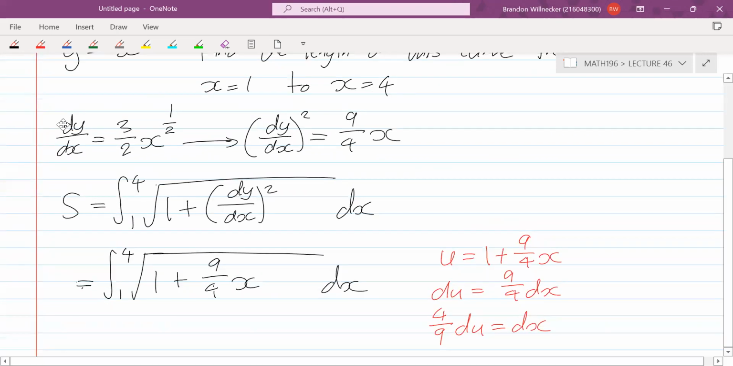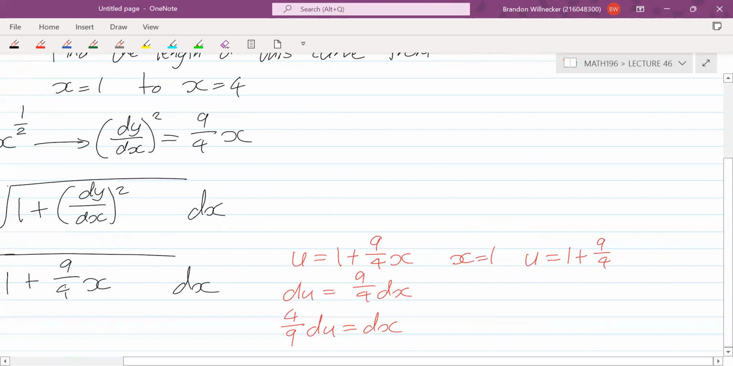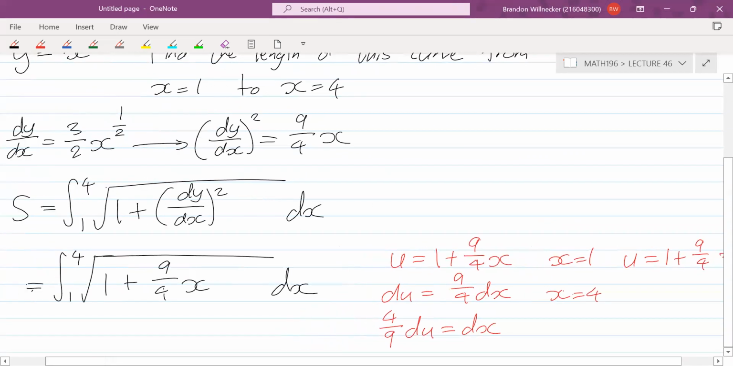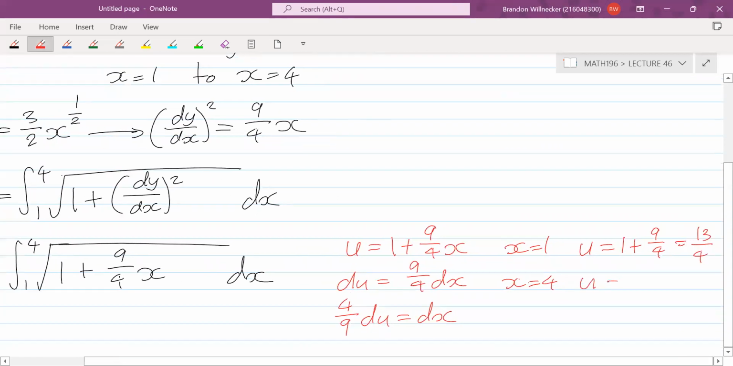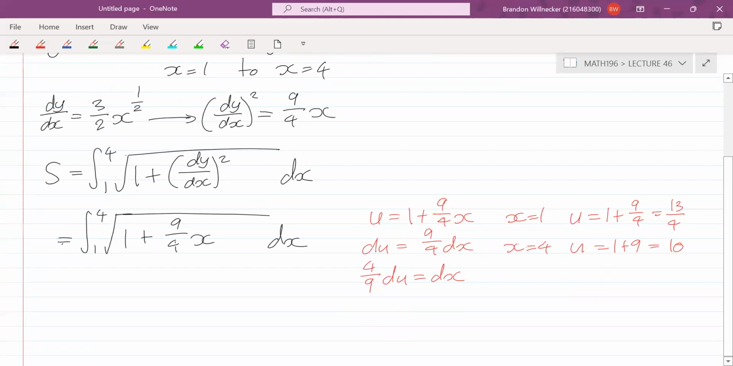Remember, we also need to change the bounds. So if x is equal to 1, then u is going to be 1 plus 9 over 4. Okay, that's going to be 13 over 4. If x is equal to 4, that's the upper bound we've got here, then u is equal to 1 plus 9, that's going to be 10. Okay, so we've got the new bounds and the new integrand.